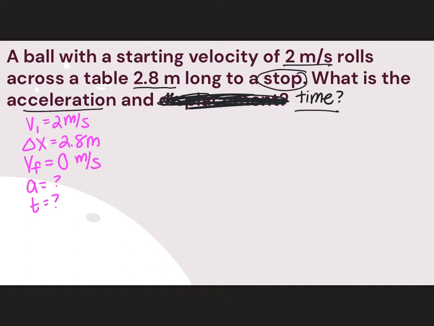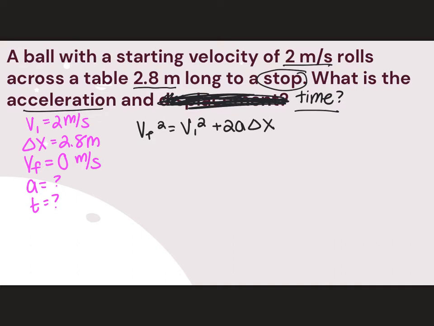What I need to do first is figure out what equation I need to use, okay? I have my VI, VF, delta X, and A. I don't have time yet, so I need to find an equation without time. Take a moment to look at your chart to figure out which one that is. That is my third equation. So I have VF squared equals VI squared plus 2A delta X.